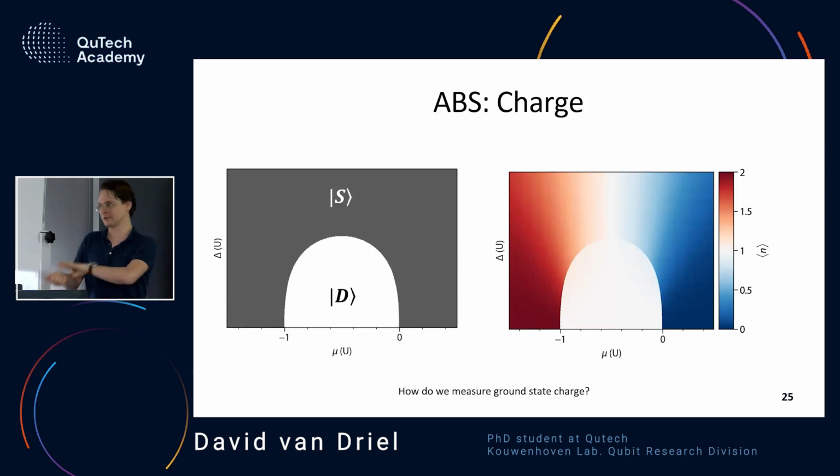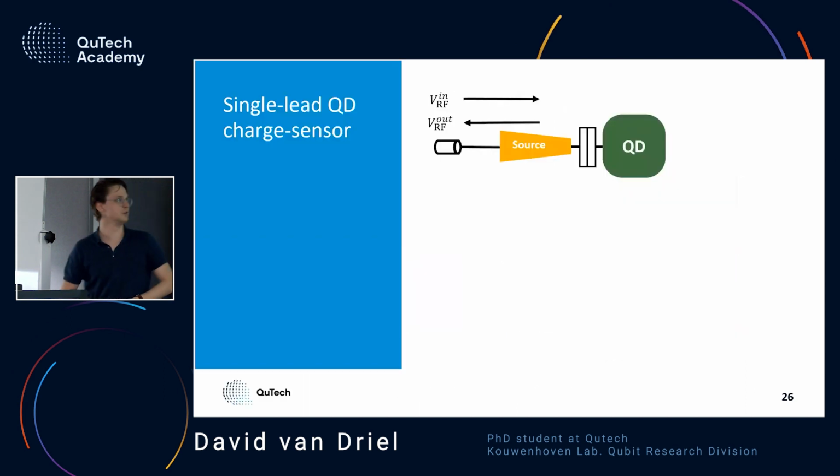And not just the charge of excitation, I really mean the ground state. And the answer is that we can. This was also my joint pitch. So for some people, this won't be new, unfortunately, but we can measure it with a single lead quantum dot charge sensor, as they are routinely used, I guess, in spin qubit systems. So what you have here is a quantum dot, which is coupled to a normal lead, and the normal lead is attached to a resonator.